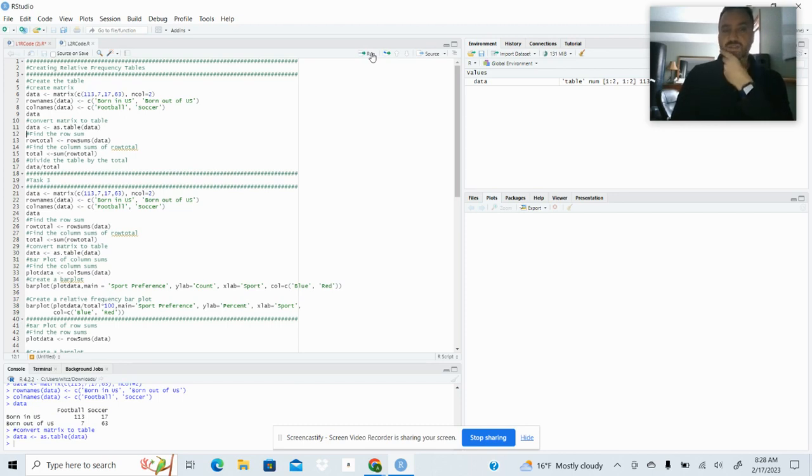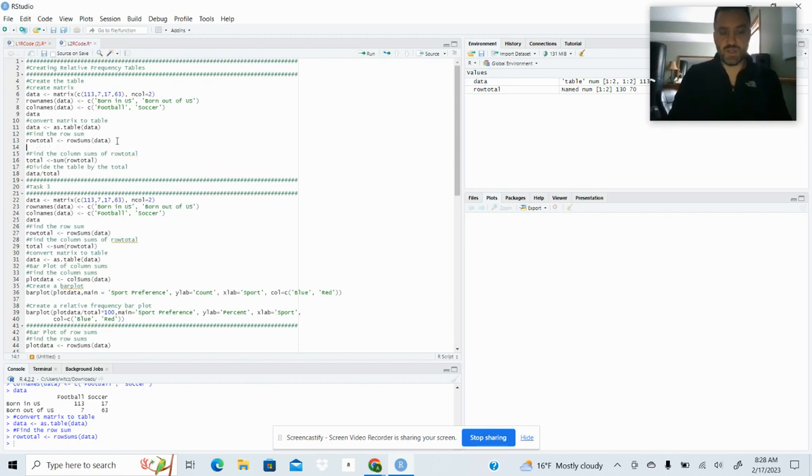Now what I'm going to do is find the row sums of this. So if I did the row total, let me display that for you to see, so you can see that. It just says 113 were born in the US, 70 were born outside. So now I do the total, which is the sum of the row totals.